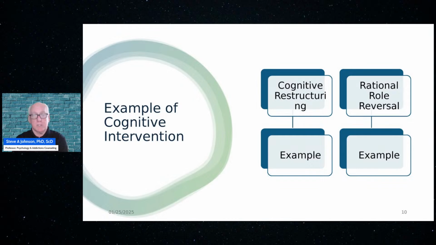Here are some examples of cognitive interventions. One would be cognitive restructuring. Okay, we've already demonstrated cognitive restructuring. Identify the dysfunctional belief, challenge it through disputing, and then replace it with a more functional, adaptive one. Okay, you already know that intervention, and that's a common one, and we frequently do that over and over throughout therapy.